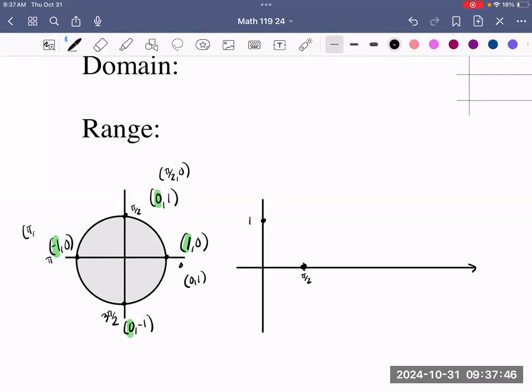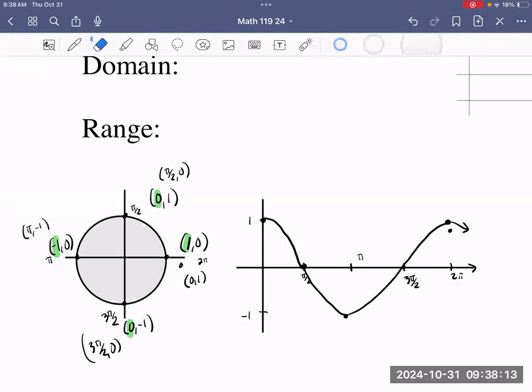At pi, we're at -1. So pi being here, we'll just say that this is -1. At 3 pi over 2, we're back to 0. And then all the way around at 2 pi, we're back to 1. So let's go ahead and connect your dots. Okay, so this is what your cosine graph looks like. And now let's manipulate it.